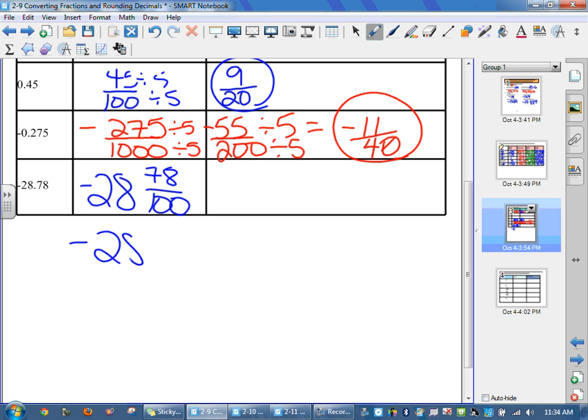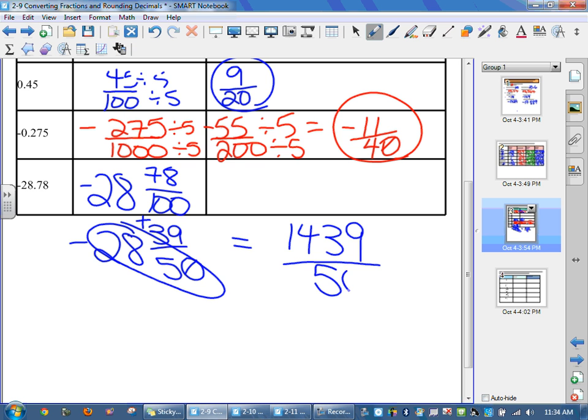Good. Now change this guy to an improper. 28 times 50 plus 39. 1439 over 50. Did you notice I ignored my negative sign? Now put your negative sign on the answer again. Okay, you put it on last. Okay. That's as low as it goes. Yeah, you betcha. It won't go any lower.